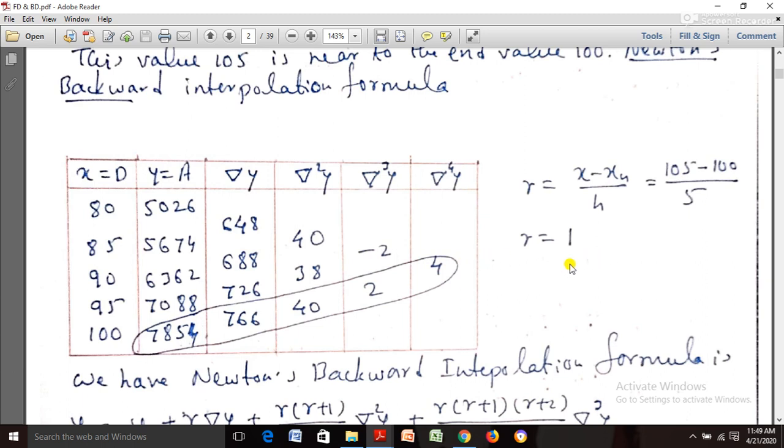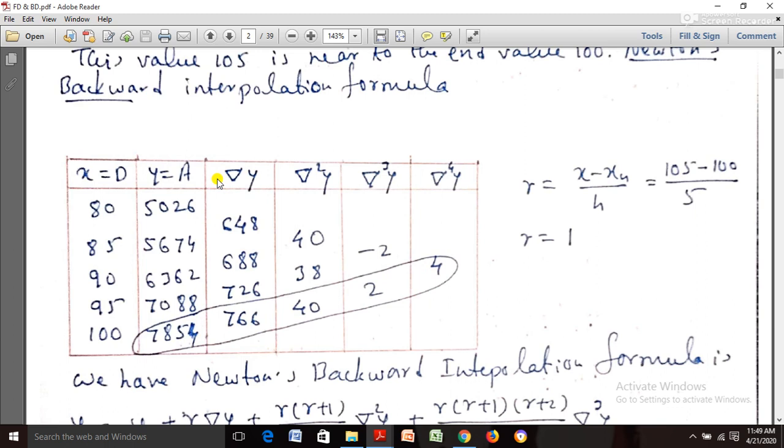Here, Newton's backward interpolation means you take all the last values: yn, delta yn, delta square yn, delta cube yn, and delta raised to 4 yn. Remember, this is yn, this is delta yn, this is delta square yn, this is delta cube yn, this is delta raised to 4 yn. So these are the values.